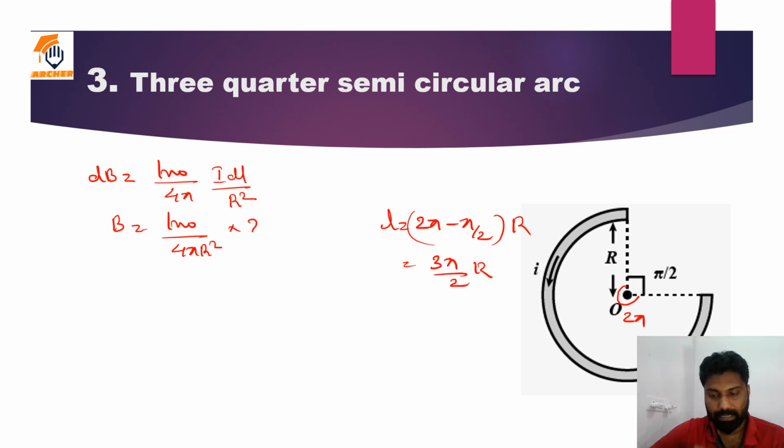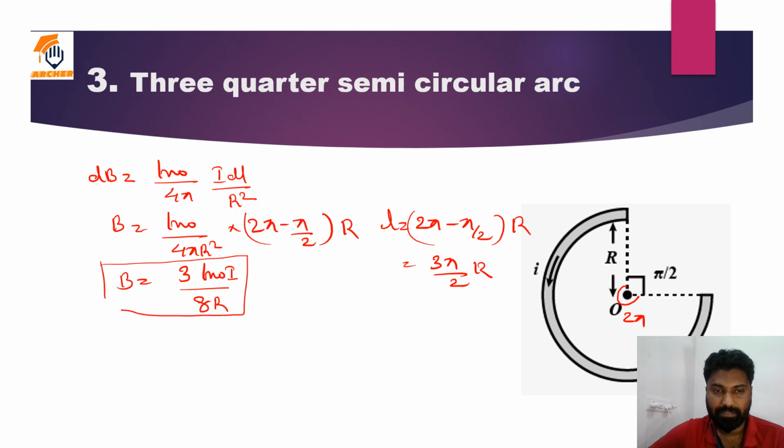Here I am substituting 2 pi minus pi by 2 times R. What we will get? 3 mu 0 I divided by 8R. So this is the equation for the 3/4 semicircular arc.